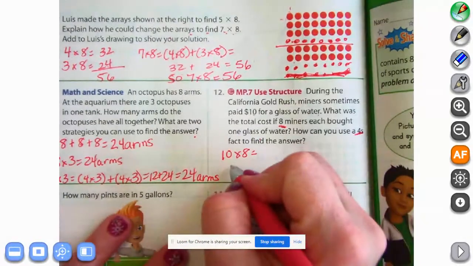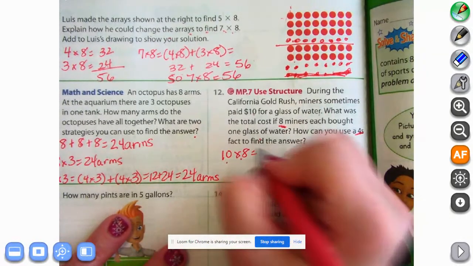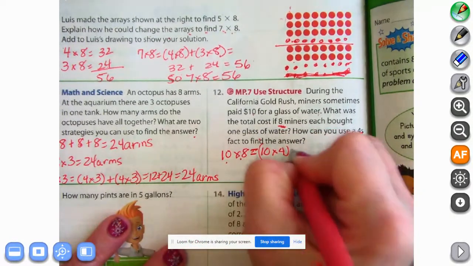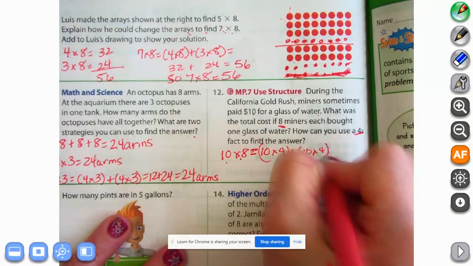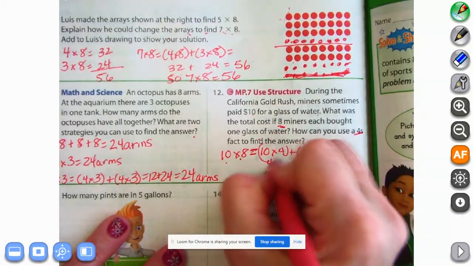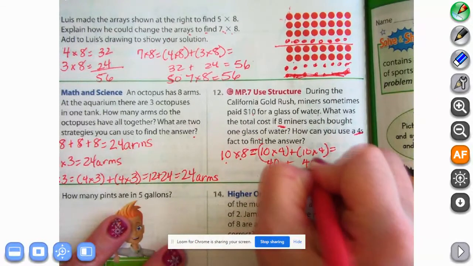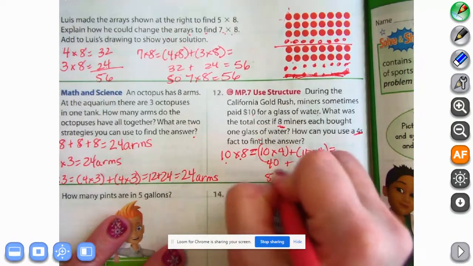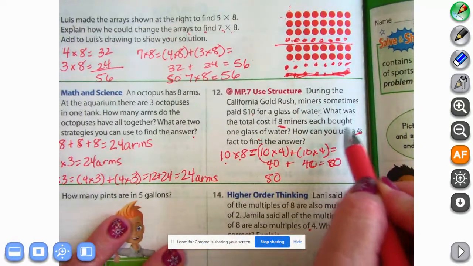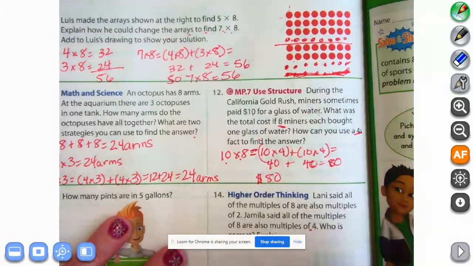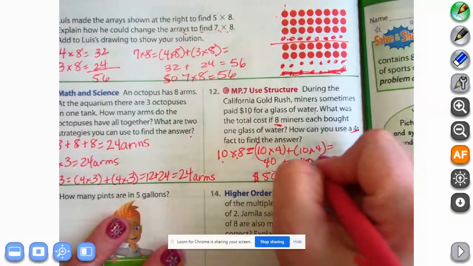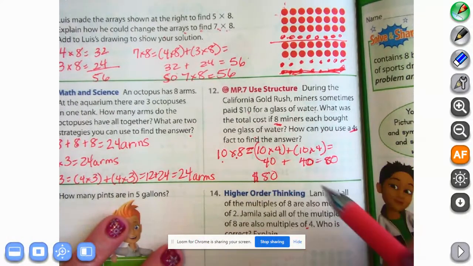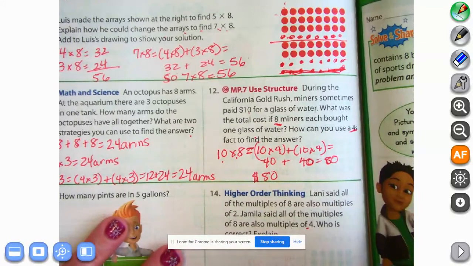Okay, so $10 times 8 people. Let's break that down into 10 times 4 plus 10 times 4. 10 times 4 is 40, plus 10 times 4 is 40, which equals 80. It says, what's the total cost? $80 is the total cost. Now I know that you can skip count by tens 8 times to get the answer, but they wanted us to practice breaking it down into a Fours fact. So that's what we did.